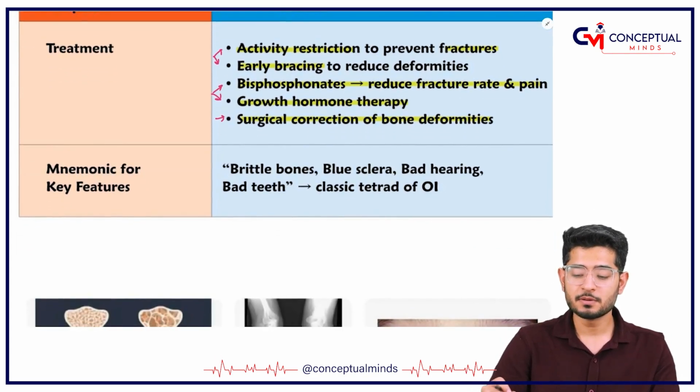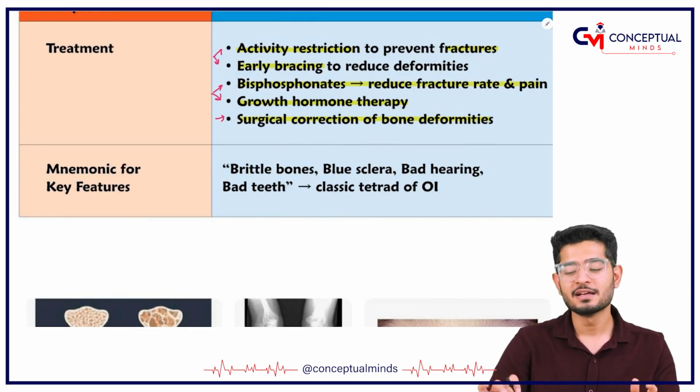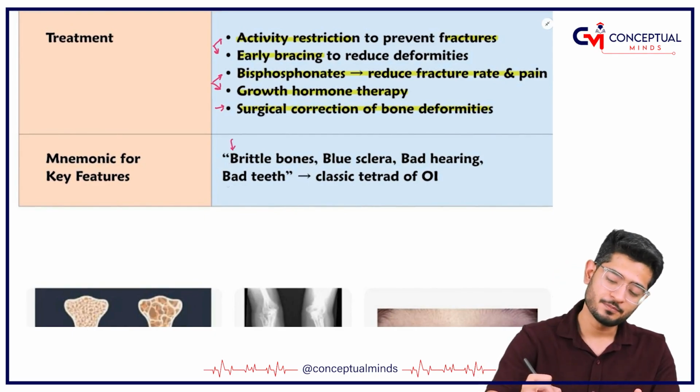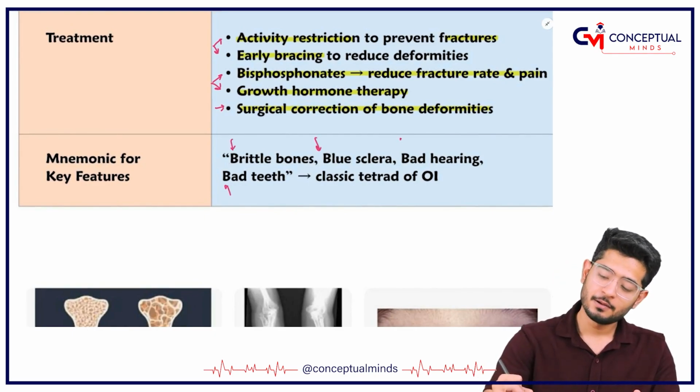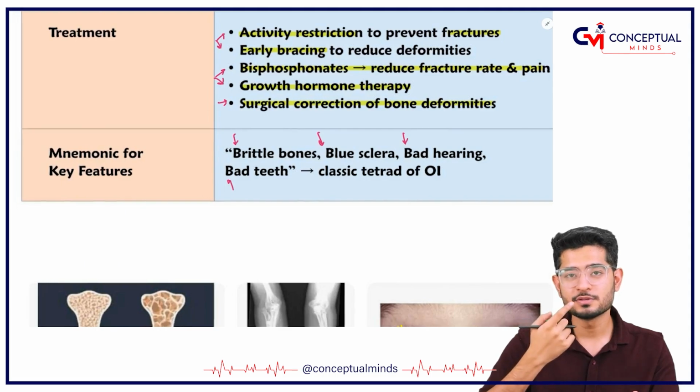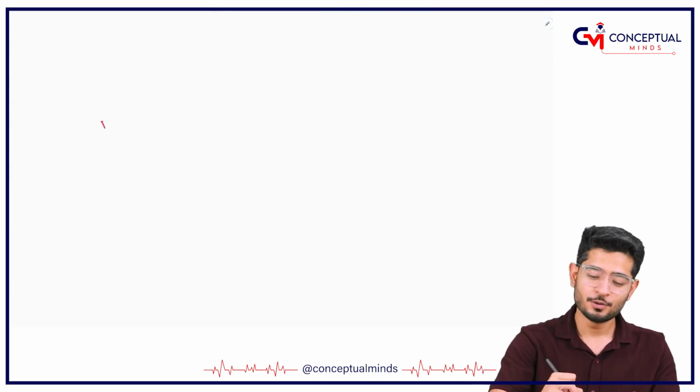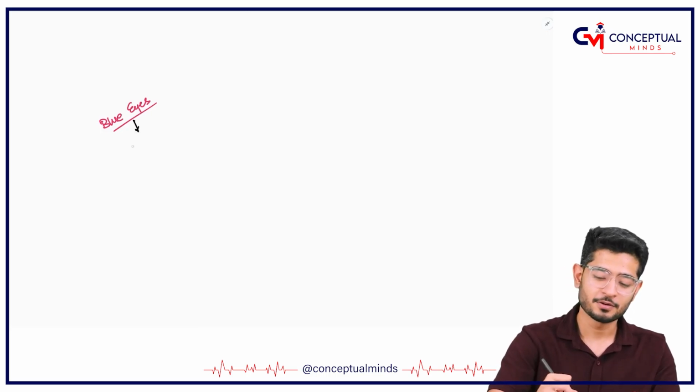Just remember: brittle bones, blue sclera, bad hearing, bad teeth is the classical tetrad of osteogenesis imperfecta. B, B, B, B: bad hearing, bad teeth, brittle bones and blue sclera. One take-home message: Blue Eye is Hypnotize. If somebody sings this song, I want you to remember the disease called osteogenesis imperfecta.